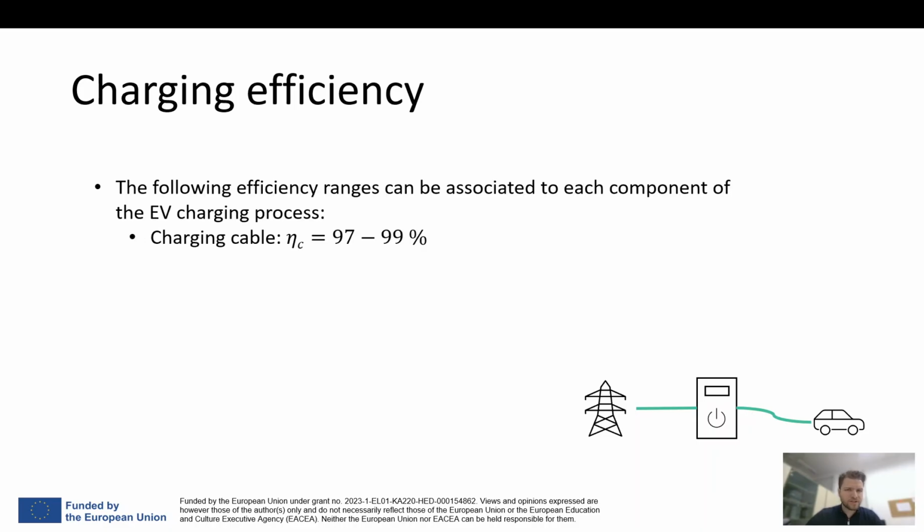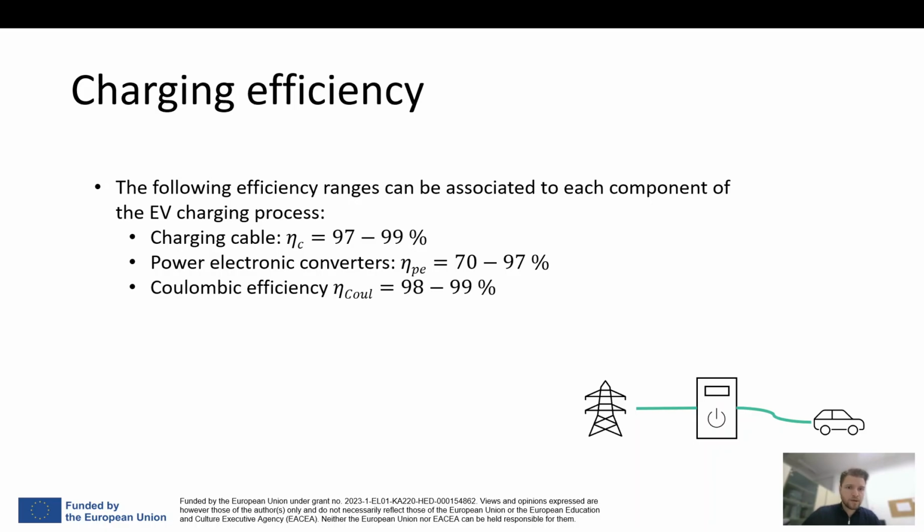So what are the ranges that we're actually expecting? Well, depending on the length of the cable and the type of the cable that is used, we can expect 1 to 3% loss in the charging cable. For the power converter devices, the efficiency can range between 70 to 97%, and I'm going to talk a little bit about this in the following slides. Then we have the coulombic efficiency, which is usually 1 to 2%, but essentially can be assumed to be 1%.